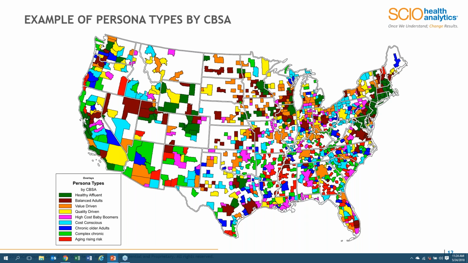And again, this is just an example of persona types. Certainly they would vary based on the type of therapeutic area and analysis that we're performing. But that's an example. You can see that the healthy affluent are predominantly in the coasts, the Northeast and West Coast, and some of the central areas of the country as well. You'll also notice that there are white areas throughout the country, meaning that there are no CBSAs in those areas.